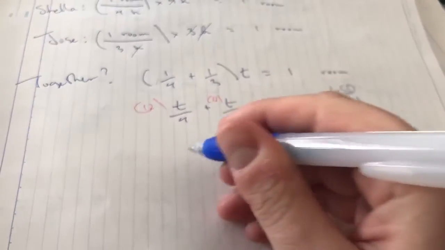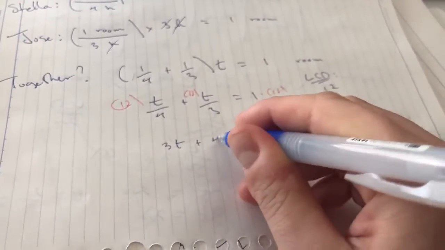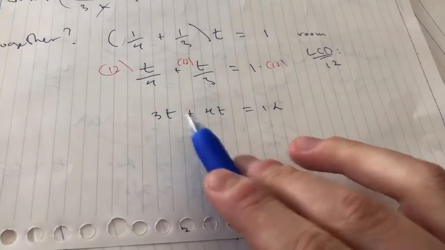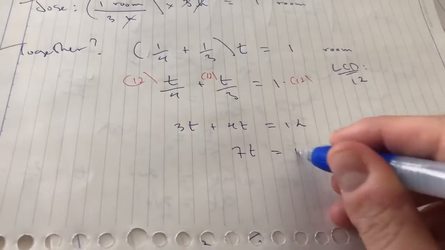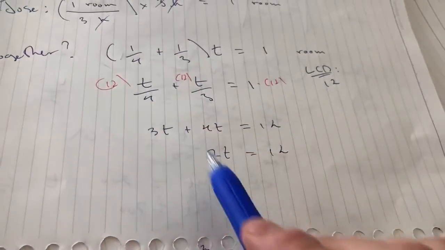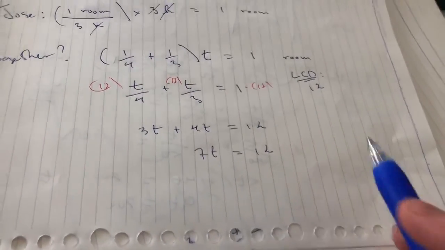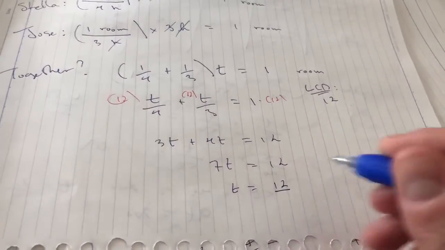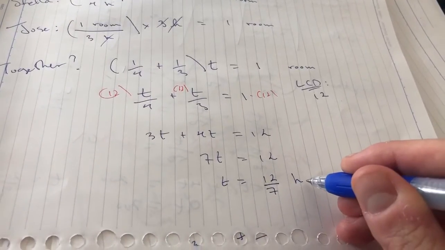Well, what are we going to get? Well, this is going to become 3t plus 4t is equal to 12. Well, 3t plus 4t is just going to be 7t equal to 12. And so since we want to find the amount of time that it would take them to complete this one room working together, we just have to divide both sides by 7, okay? t is going to be equal to 12 divided by 7, right? This is in terms of hours, right?